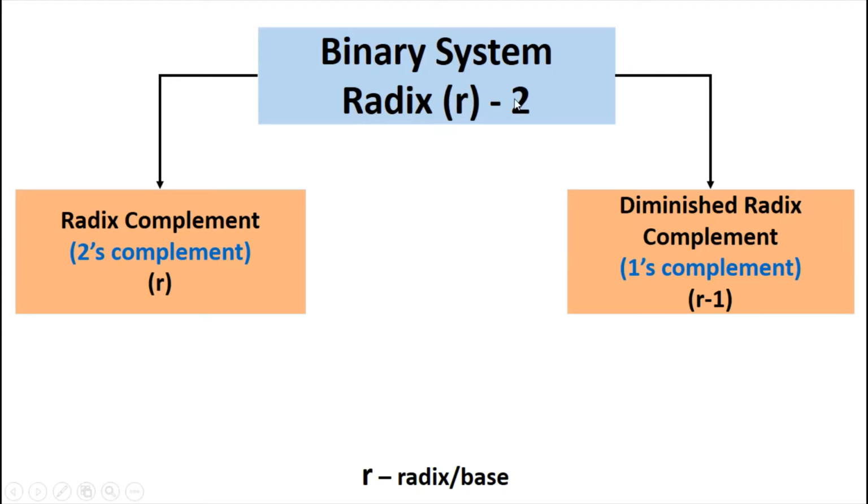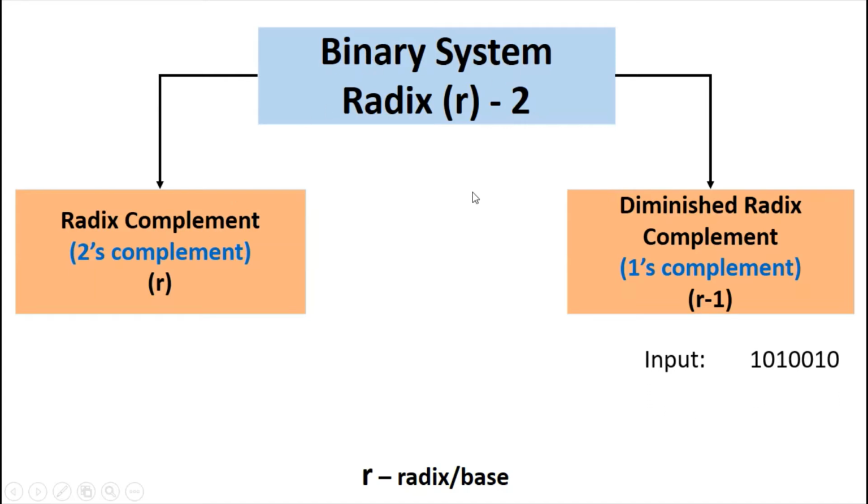R, is 2. As I already told you previously, the diminished radix complement is ultimately R minus 1. Here R has a value 2, so R minus 1 is called the 1's complement, the diminished radix complement when we have a binary system. And the radix complement is ultimately the R's complement, and R has a value 2, so the radix complement is called the 2's complement. Okay, so this is the diminished radix complement and the radix complement in the case of the binary system.